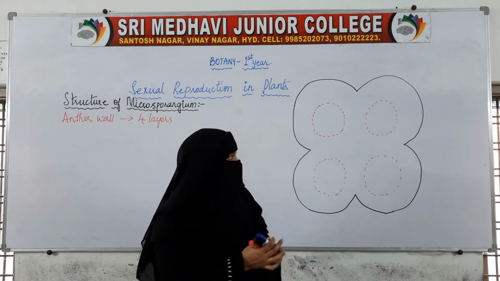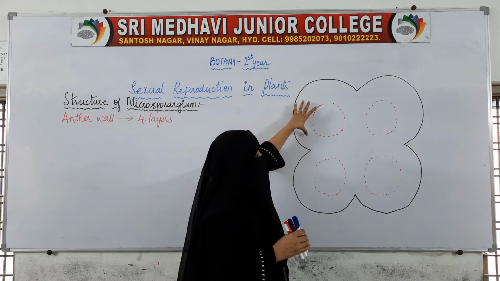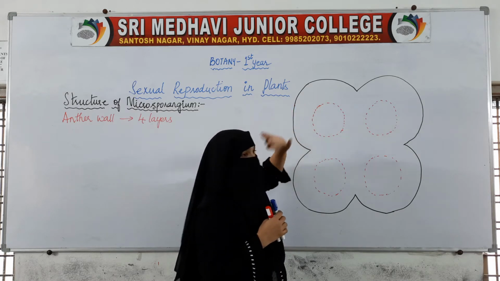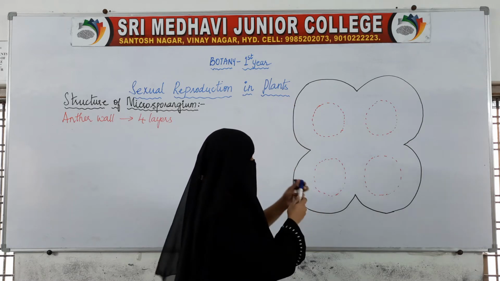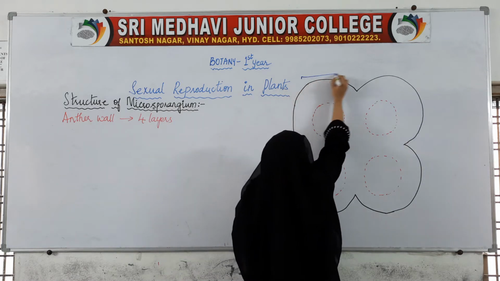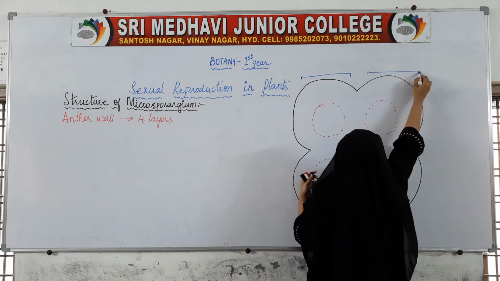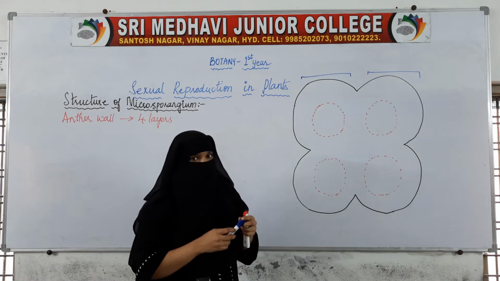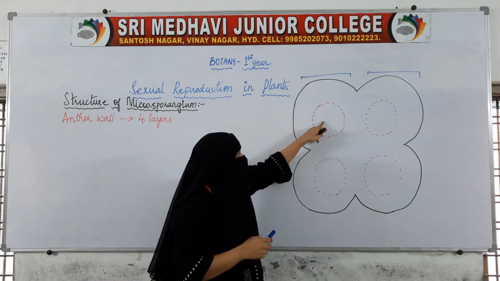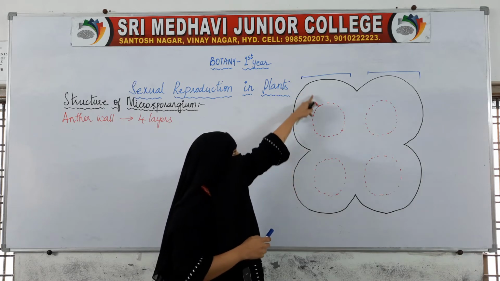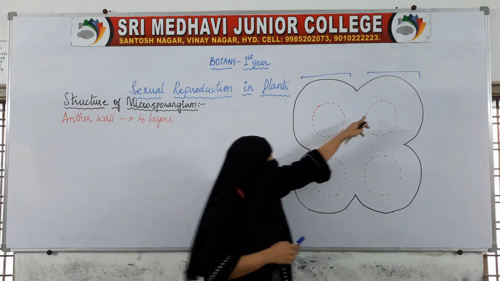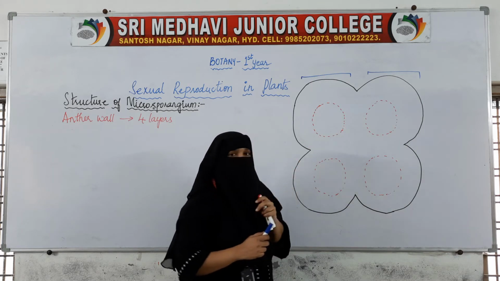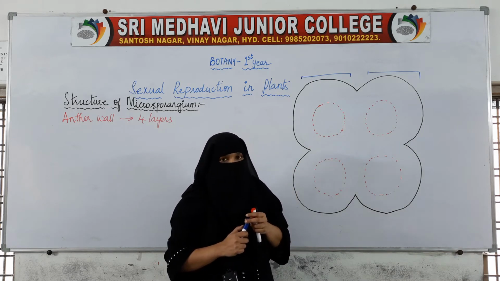So the structure of the anther is here. We will talk about this anther. Each anther has two lobes. For example, this is one lobe and this is another lobe, that is, a bilobed anther. Inside each lobe we find two sac-like structures. In this lobe two sac-like structures, and in this lobe two sac-like structures are present. These sac-like structures are called microsporangia.